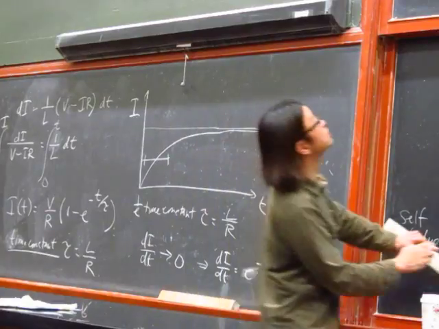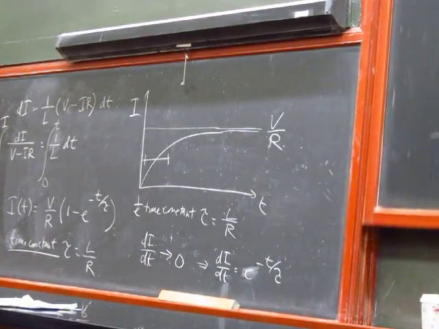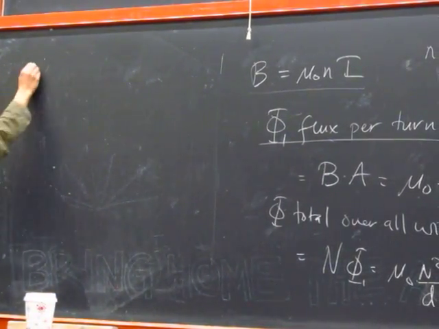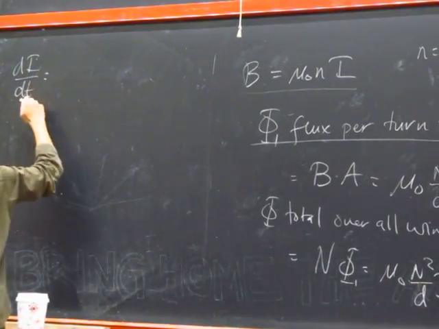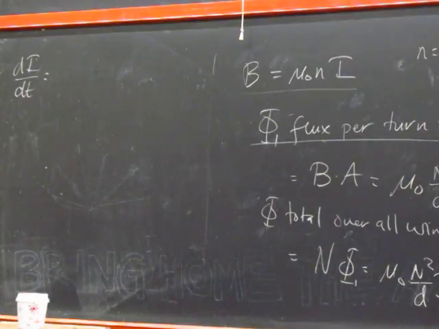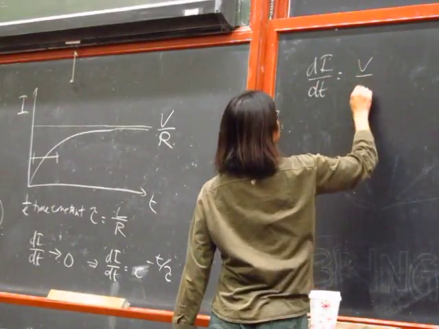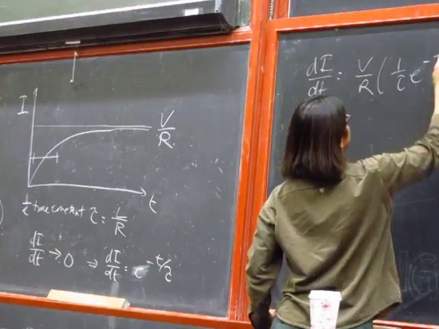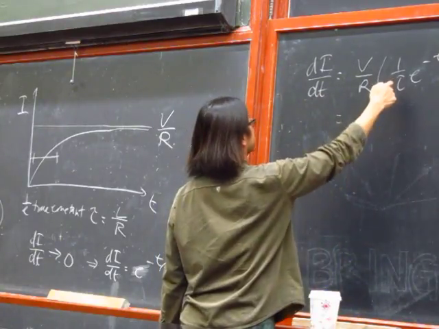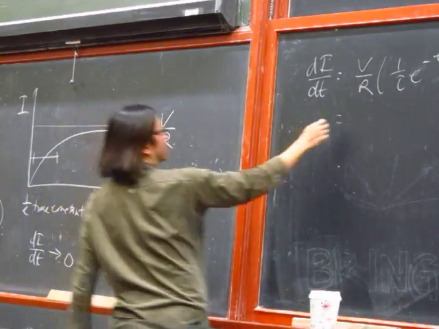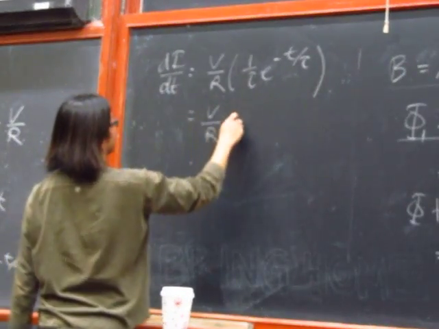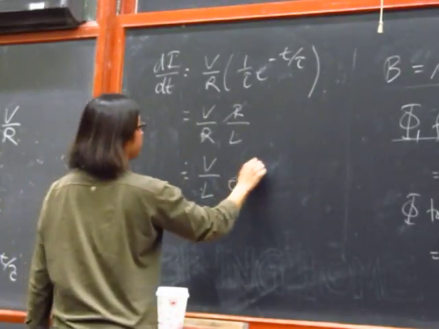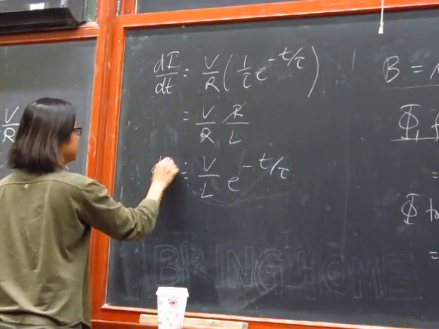let's draw it somewhere else. If I take that equation, I as a function of time, and I differentiate it, the first part is 0. So I have V over R times 1 over tau e to the minus t over tau. And tau is just L over R, so this becomes V divided by R, and L over R is not cancelled, giving V over L e to the minus t over tau. That's dI/dt.